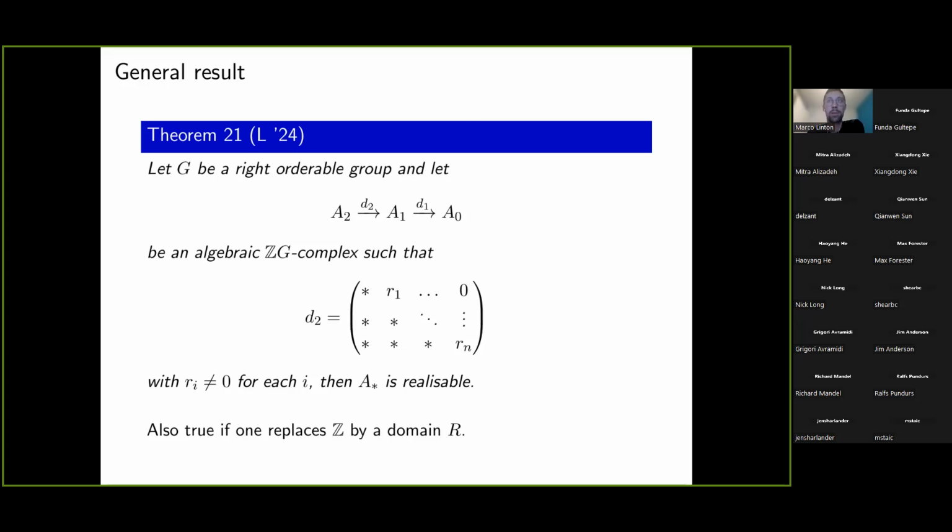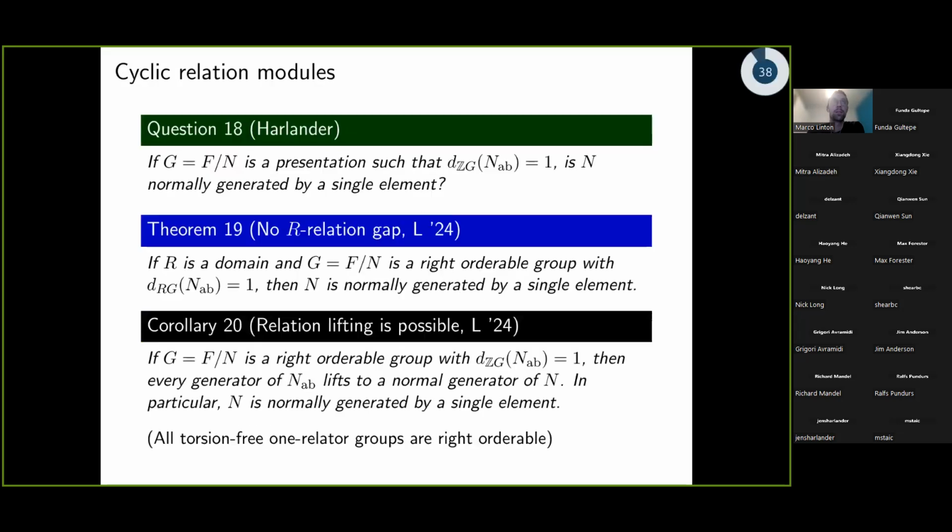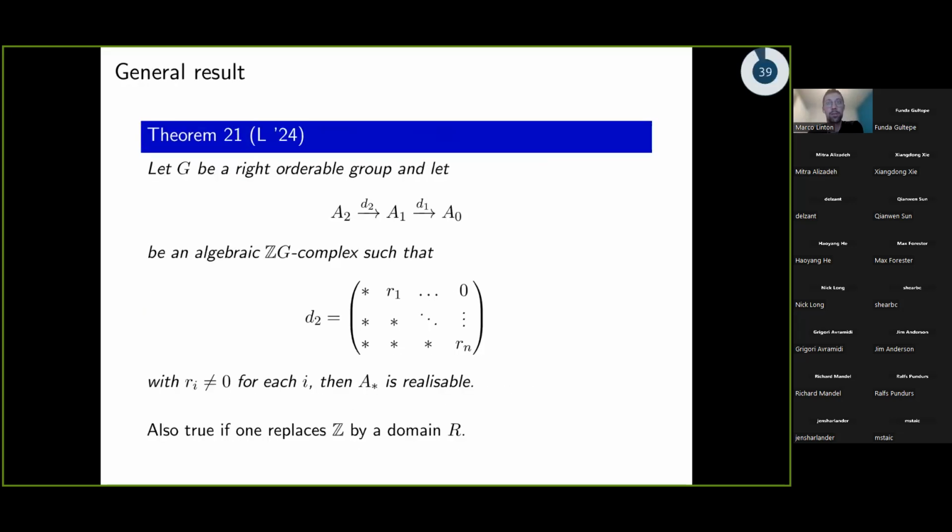The first comment I should make is that if this matrix is a 1 by n matrix, then what does this mean? This means that the relation module, remember, which is the image of D2, is cyclic. So the result about cyclic relation modules is the case where the number of rows is equal to 1. I said the wrong integer before. So that makes these theorems corollaries of this theorem.